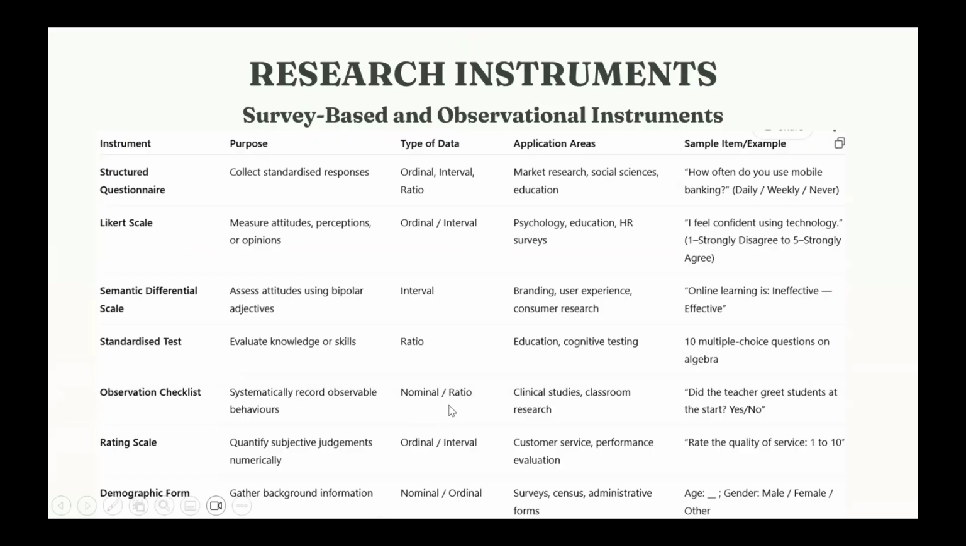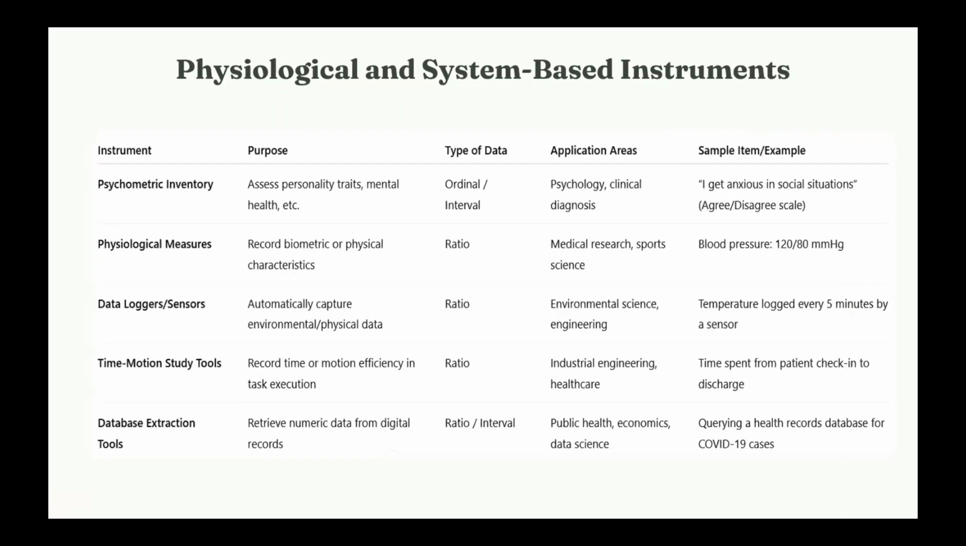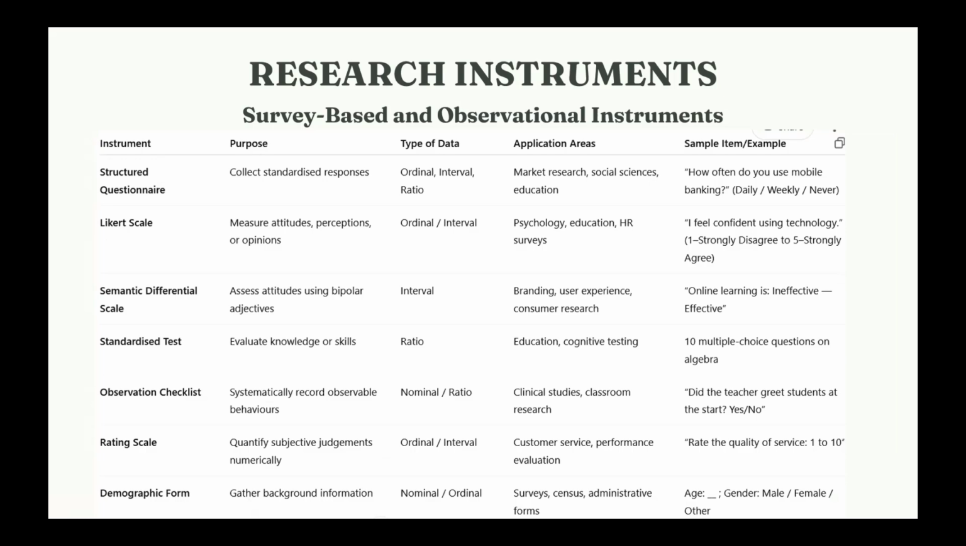Okay. All right. So the other one is research instruments. We want to look at research instruments. What are the available research instruments? I think I have two categories. I have the survey-based and observational instruments, and also another category, physiological and system-based instruments. But let's start with survey-based and observational instruments. The structured questionnaire, for example, will collect standardized responses. And within that questionnaire, you can have ordinal, interval, and ratio variables. When I say variables, I mean indicators. You can have all of them there.